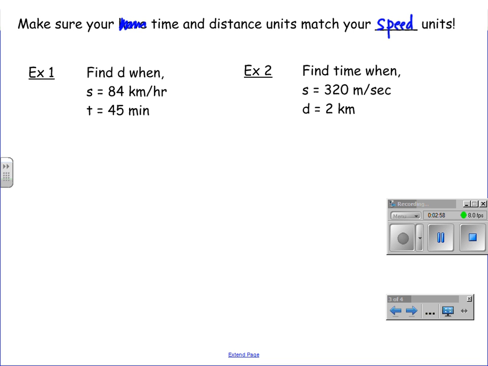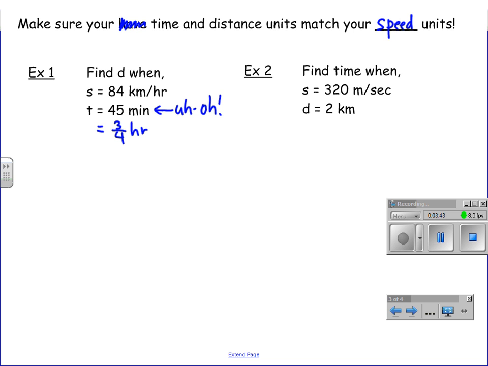Are there any problems with this? Jack? The time is minutes and it's kilometers per hour. Right, uh-oh. My time units don't match my speed units because I got those minutes. So I've got to convert it to hours. What is 45 minutes in terms of hours? Rita? 3/4 of an hour. Or you could say 0.75, but I kind of prefer 3/4 of an hour.